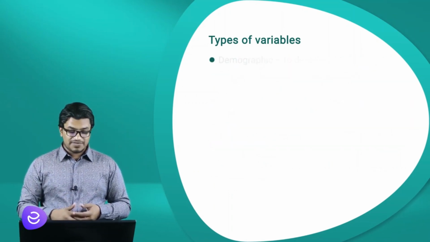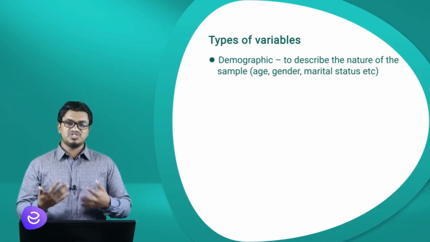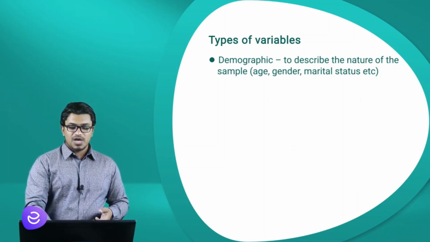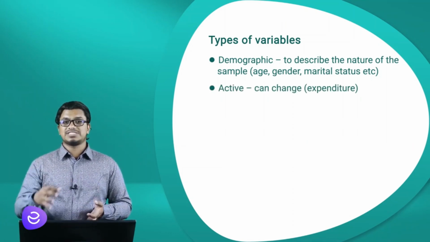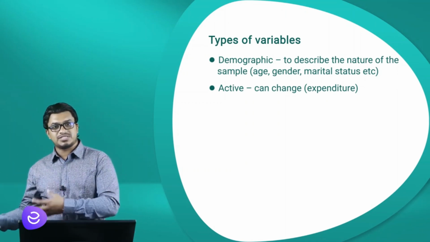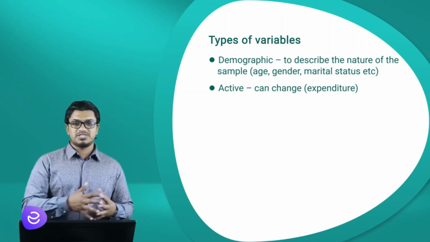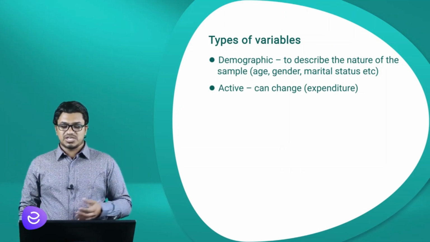Then we have the demographic variables. It is to describe the nature of the sample. That means age, gender, marital status, income status, etc. So those are demographic variables. Then we have active variables which can change. For example, expenditure of a month. So expenditure of this month may change from the expenditure of next month, or the expenditure of one person can change from the expenditure of another person. So active variables means it can change.